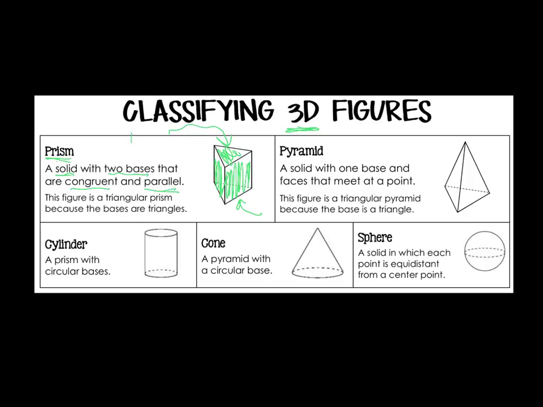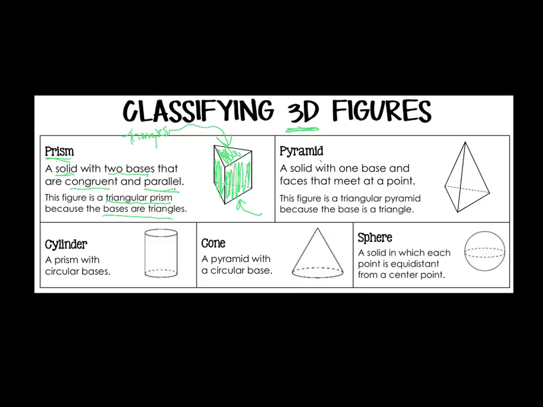For this particular one, the bases are triangles, and they are congruent triangles. The figure is now called a triangular prism because the bases are triangles.